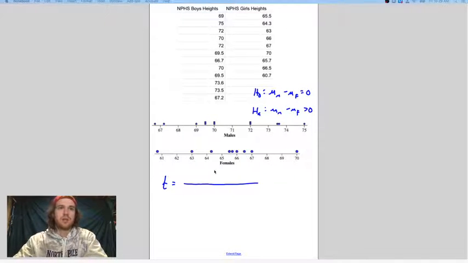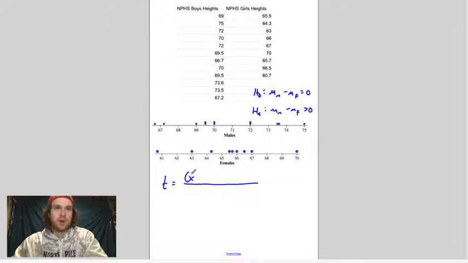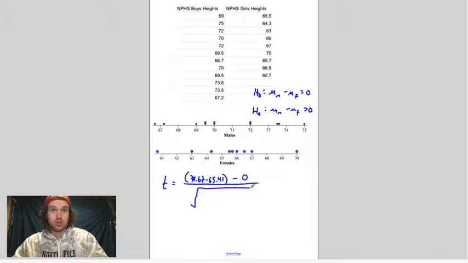Okay, so our test statistic is X bar for the males. Do we need to write this again? I'm not going to write this again. Let's just use the numbers. X bar for the males minus X bar for the females from our sample. So that is 70.67 minus 65.41 minus 0 over the square root of that really nasty thing, which was 2.578 squared divided by 12 plus 2.609 squared divided by 9.